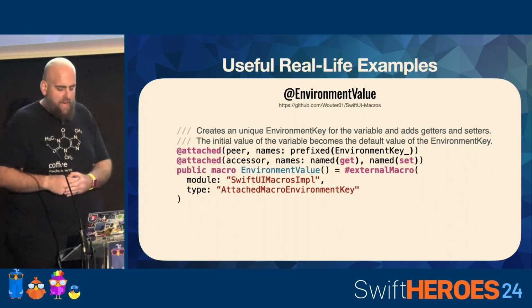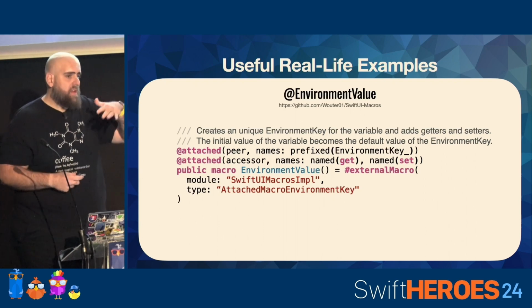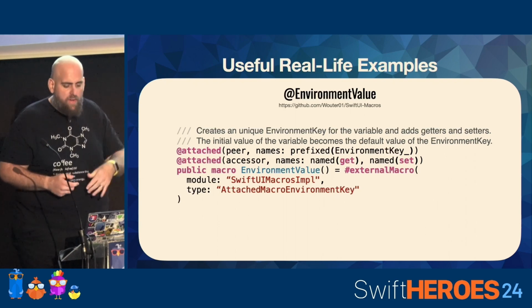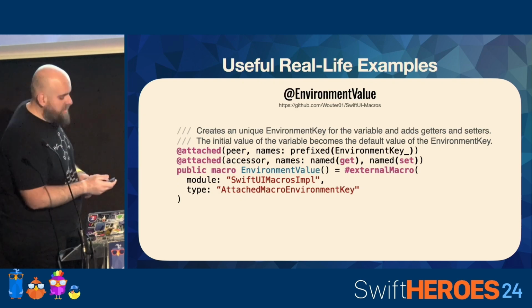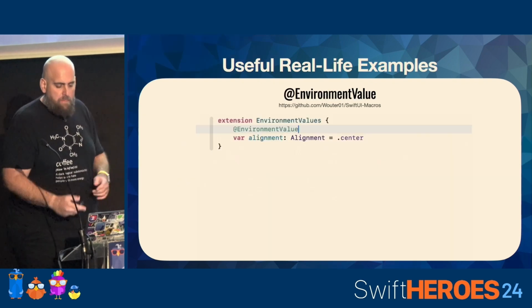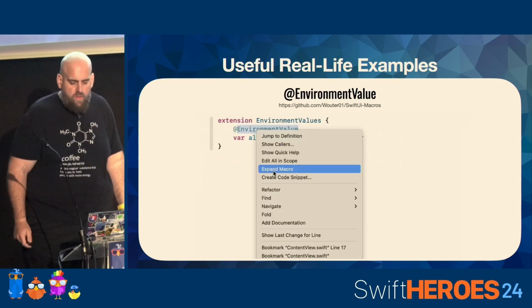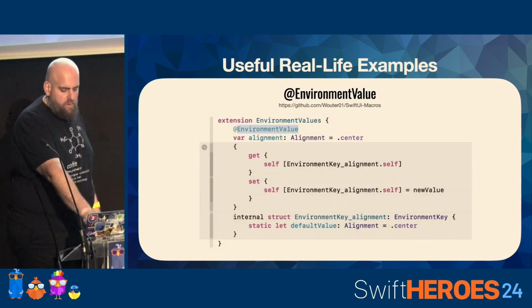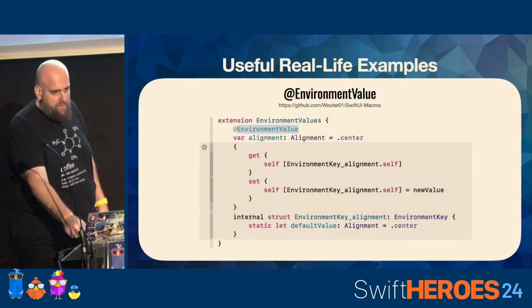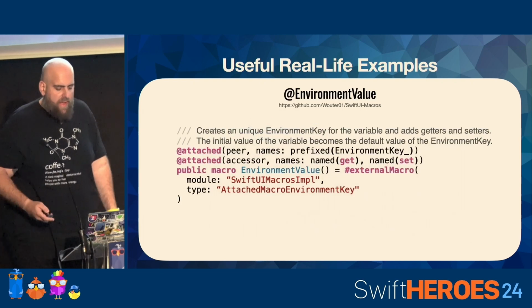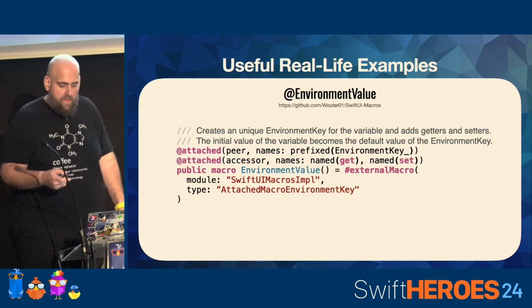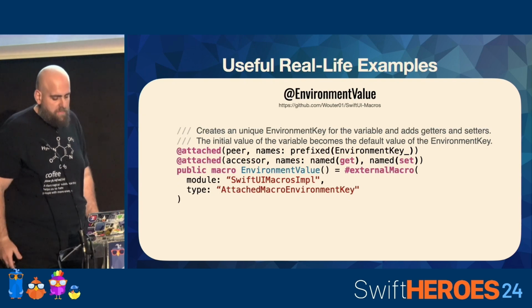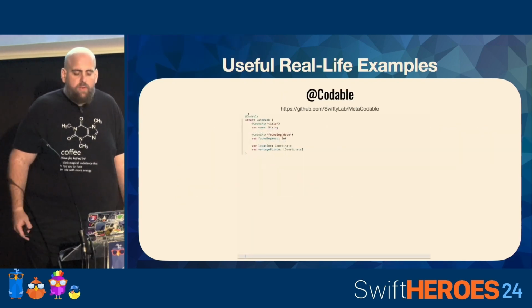And you see it's a peer macro because it's adding this struct with the environment key as a peer. And it knows in advance that it's going to be prefixed by environment key because, as you can see here, the type has underscore environment key underscore alignment, the name of the property. And it's going to add an accessor because it adds a getter and setter, and it's going to be named get and set, obviously.